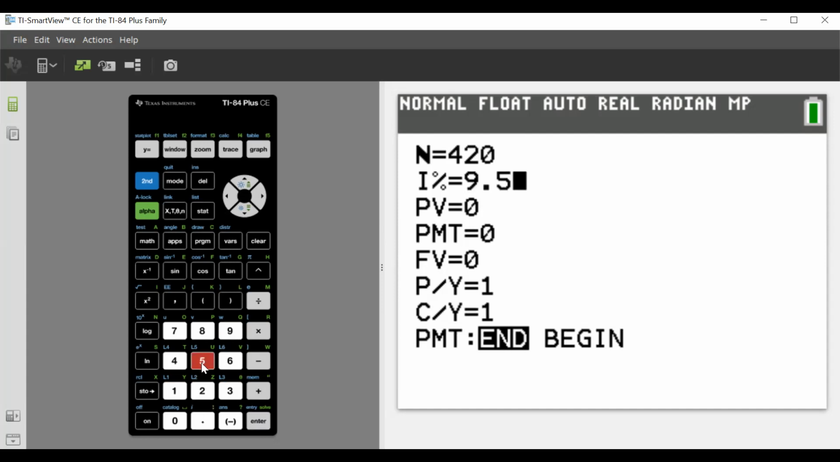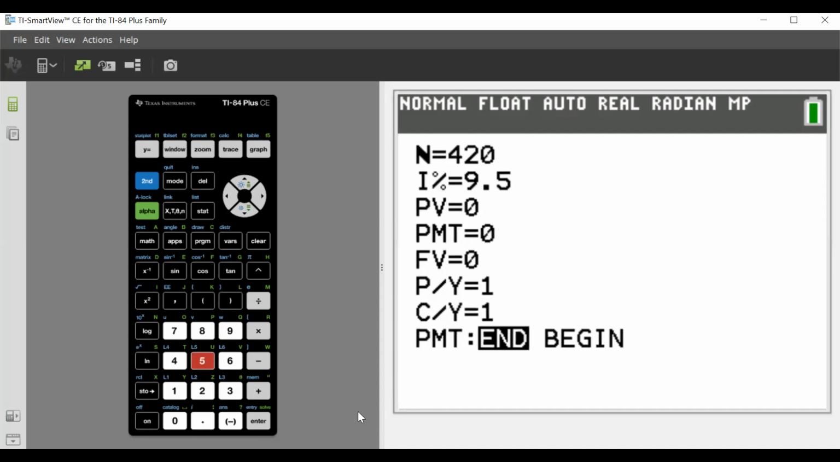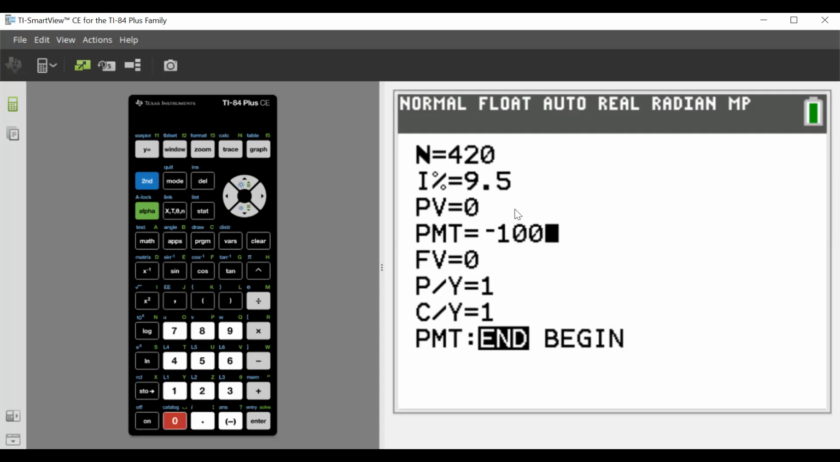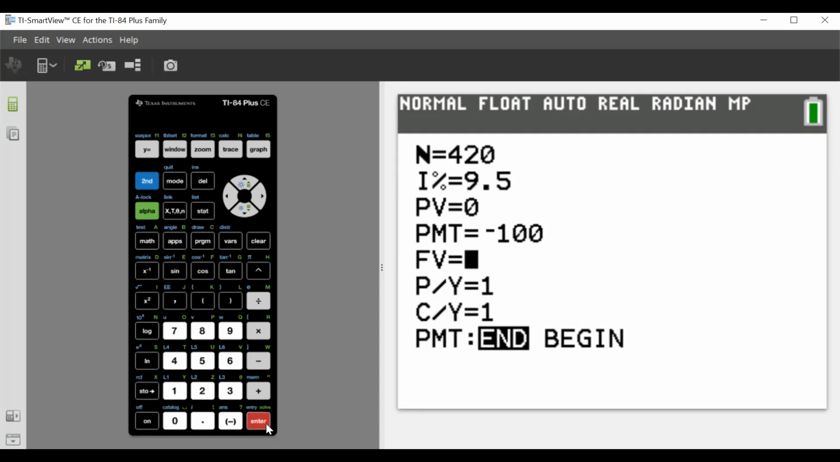This time when we put it in here, we put 9.5 because it's with a percent sign, and that's how it's going to stay here. It'll convert to the percent for you. Then we're going to have a payment. Payments are going to be given out, so in this case we're going to say it's a minus $100. That way, when we get it done, our future value is going to be positive, because we're paying that much out. Future value is what we're going to calculate, so we're not going to do anything with that yet.